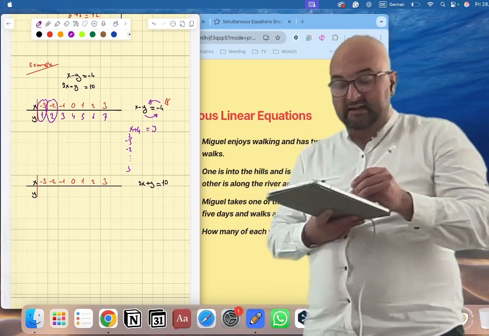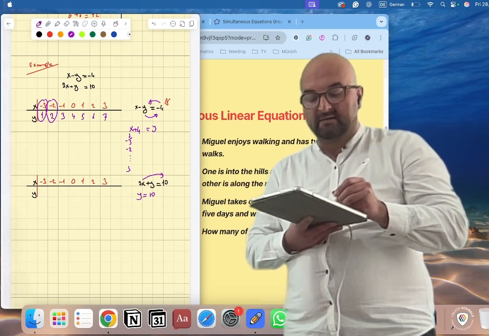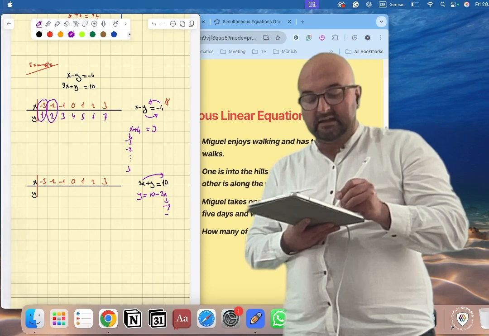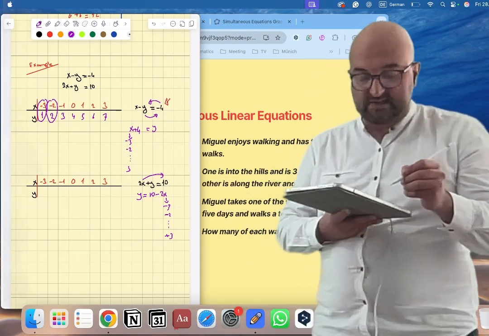For the second straight line, I will move 2x to the other side. So y equals 10 minus 2x. And I will replace x with -3, -2, and lastly +3.